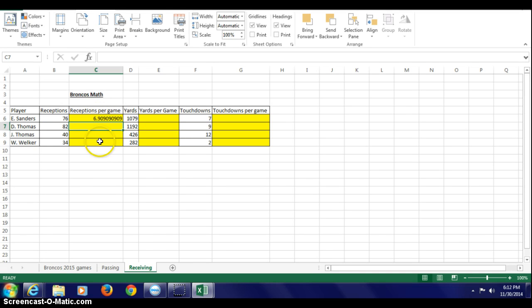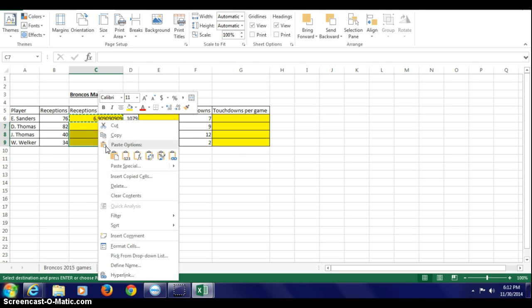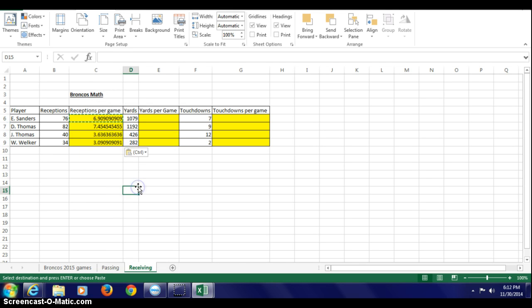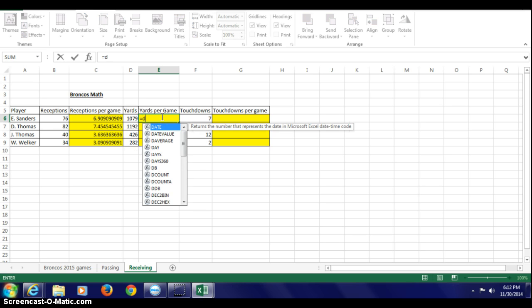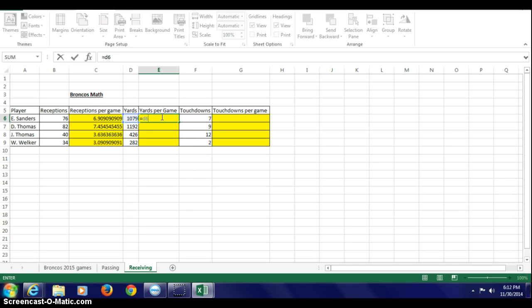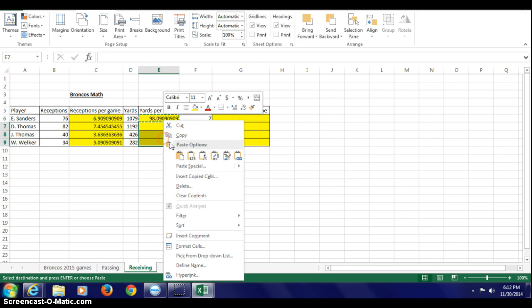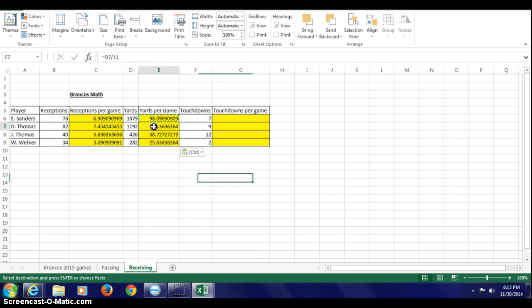And instead of doing this every time, we can just simply do a copy, paste, and then we have the numbers. And we can do the same kind of thing for yards per game. Take the total, which is 1,079, in cell D6, divide that by 11 games, and just simply copy and paste. And as we can see, the formula is copied every time.